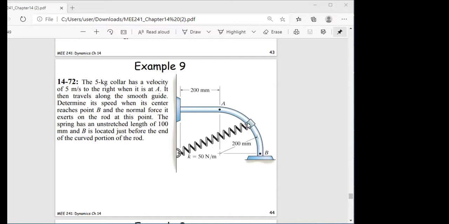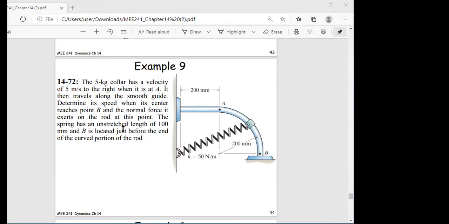What we have is this 5 kilogram collar, which has a velocity of 5 meters per second along the guide at A. So basically at A, we have a velocity of 5 meters per second, right? And at A, it's along this guide, so the velocity is horizontal. And by the way, when you're using the energies, the velocity direction doesn't matter, because we're looking at the absolute value of the velocity. We need to find the speed of this block at B, right? And when we find that at B, we need to find also the normal force. When this guy is at B, what is the normal force?